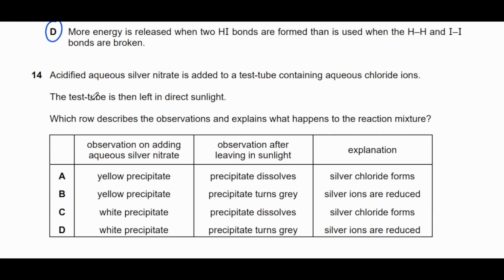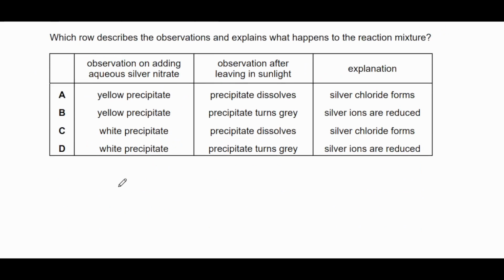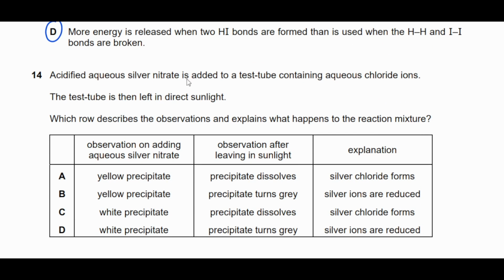Acidified aqueous silver nitrate is added to a test tube containing aqueous chloride ions. The test tube is left in direct sunlight. Which row describes the observation, explains what happens in reaction mixture. Okay, so we add silver nitrate to a solution containing chloride ions, you will get a white precipitate. So therefore, A and B is wrong. Okay, silver chloride is white.